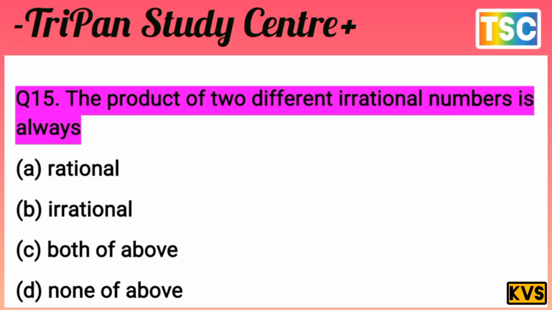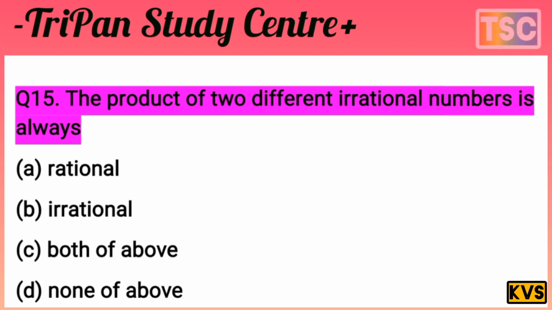The question is: the product of two different irrational numbers is. A, rational, B, irrational, C, both of above, and D, none of the above. Test your knowledge first of all. I give you a few seconds to think of your answer.